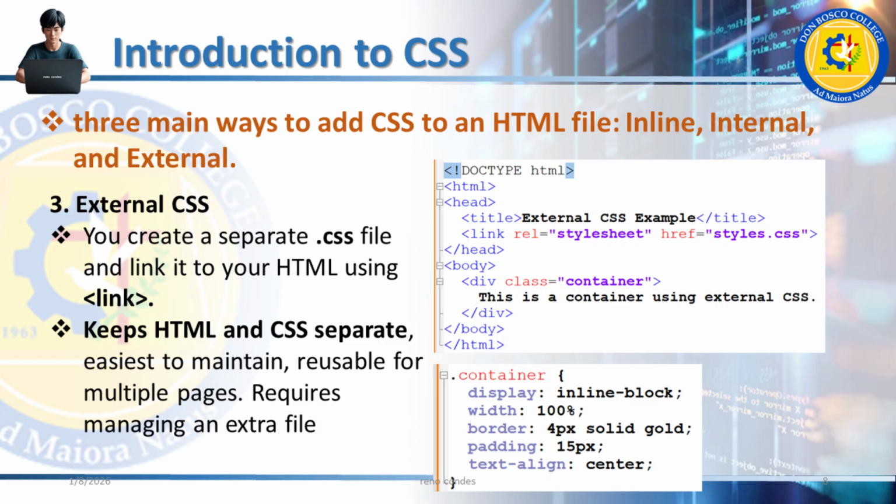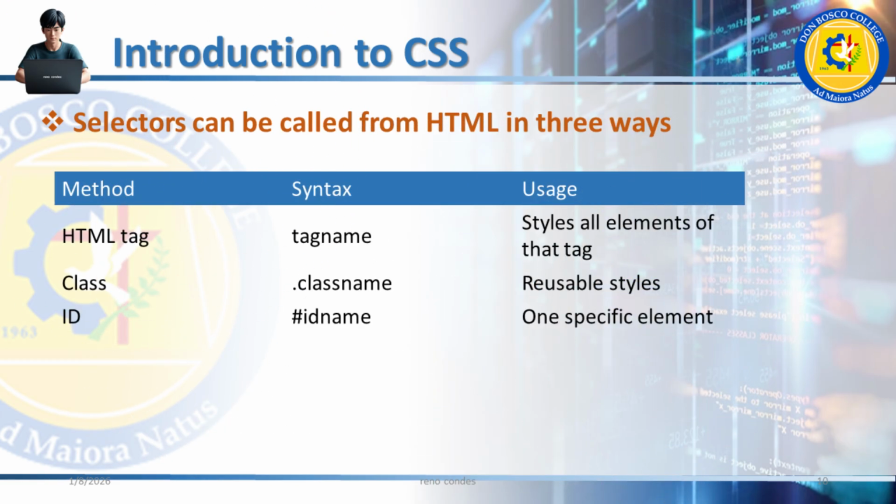External CSS is created in a separate .css file and linked to the HTML using the link tag. It keeps HTML and CSS separate, is the easiest to maintain, can be reused for multiple pages, and requires managing an extra file. Let us now proceed to the next topic, which is how to use selectors.